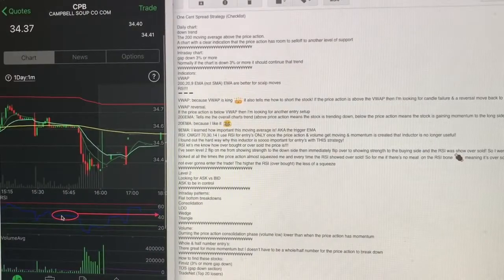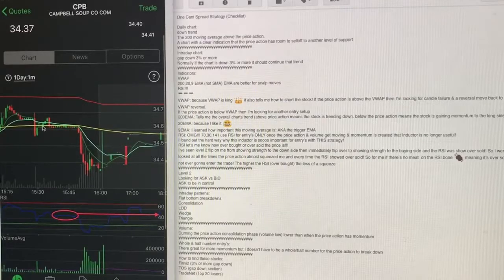Now, again, this is just an indicator. You could get squeezed even if it's up here at the top. It could still go up. If it's down here, it could still break down. But it just gives me an idea of what's going on before the breakdown or the breakout. So it's very important for me that I know where the RSI level is.